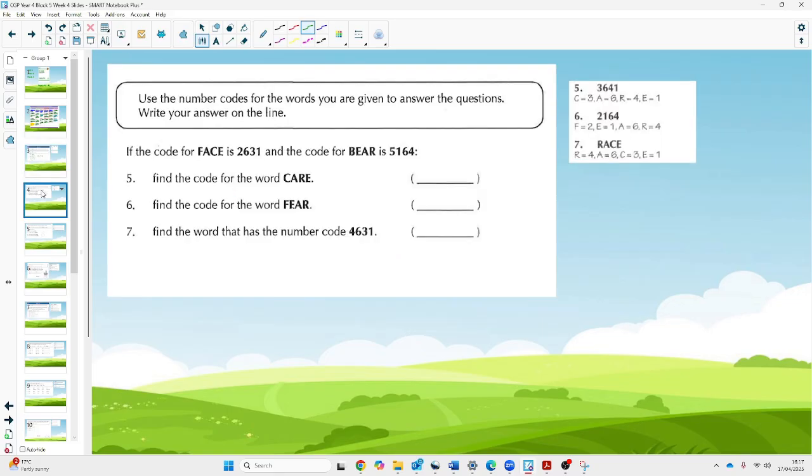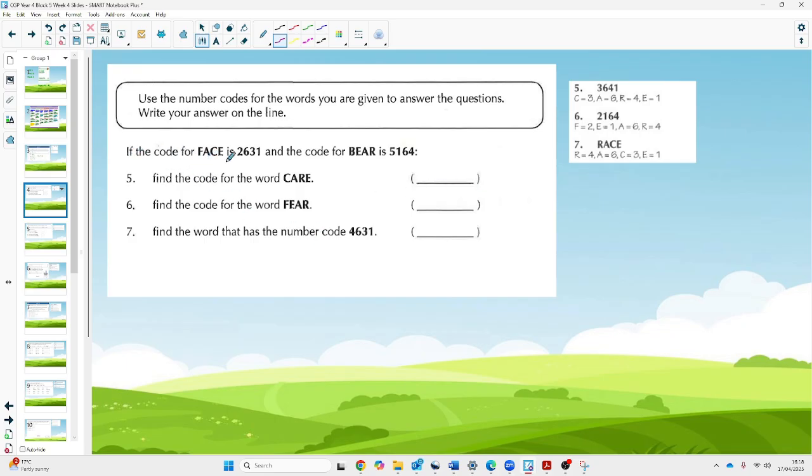Moving on now to a set of code questions. We have seen these before, but what you'll notice now, rather than just 3-letter words, we've got 4-letter words that we need to match up with those correct numbers. So the way we would suggest you do these is use the number codes for the words you're given to answer the questions. Write, of course, your answer on the line.